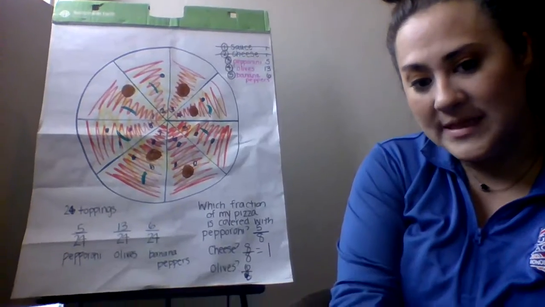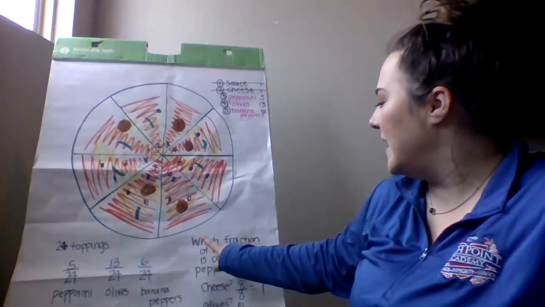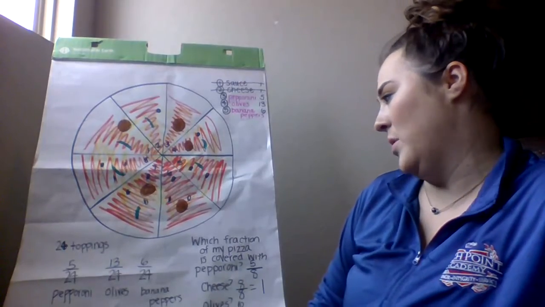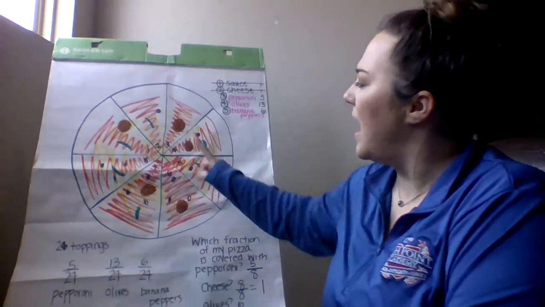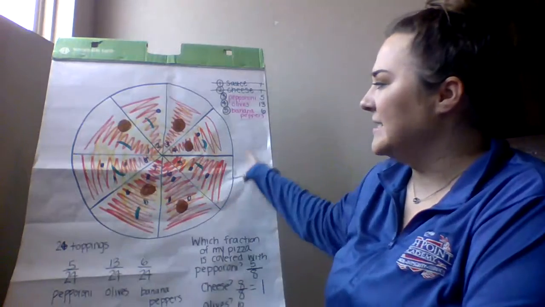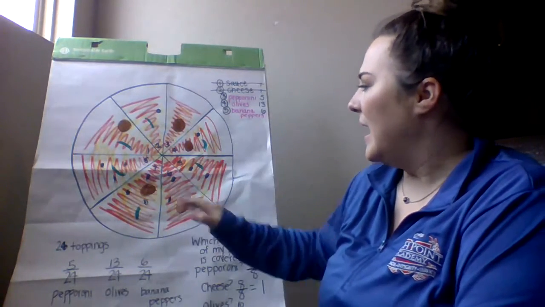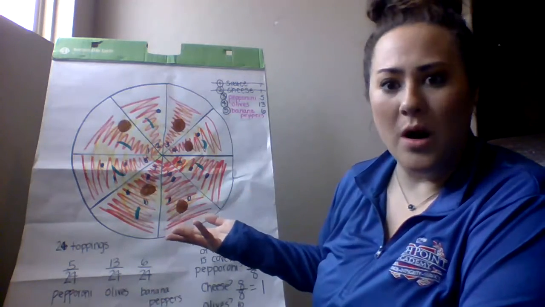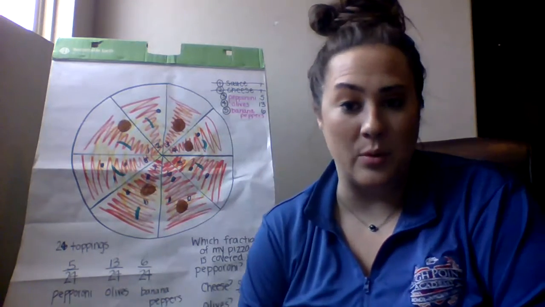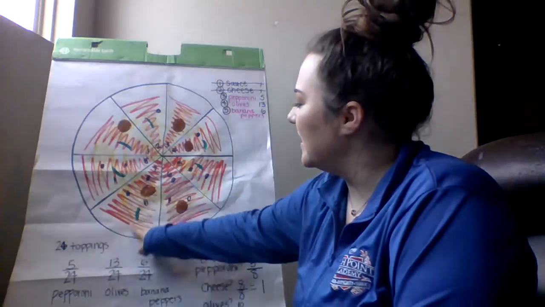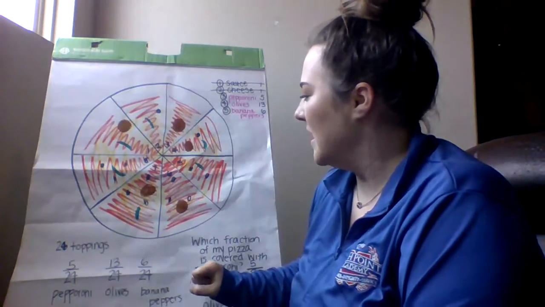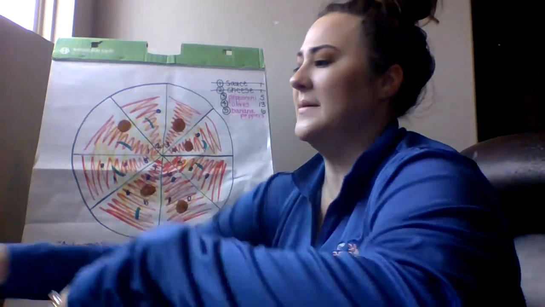Yesterday, let me see if you can see that. I said which fraction of my pizza is covered with pepperoni. So I knew that I had 8 slices total. And I'm going to look at every slice that had a piece of pepperoni or more on it. Now, you're not counting how many pepperonis you have. You are just counting the slices that have pepperonis on them. So let me see. Let me get a marker out.